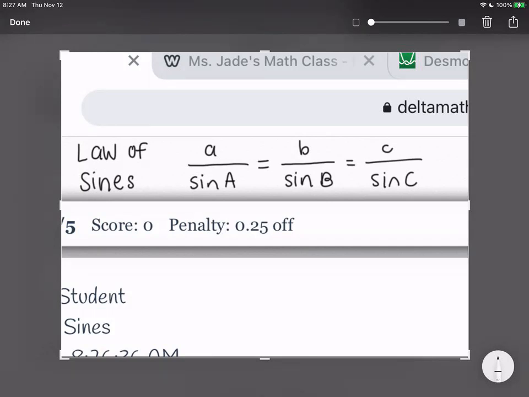So this is the law of sines, and I'll give you some time to write this down. Of course, once I scroll out, it will still be on the top of the screen, but here's some time to write it down. Okay, so it's a over sine A is equal to b over sine B, which is equal to c over sine C.